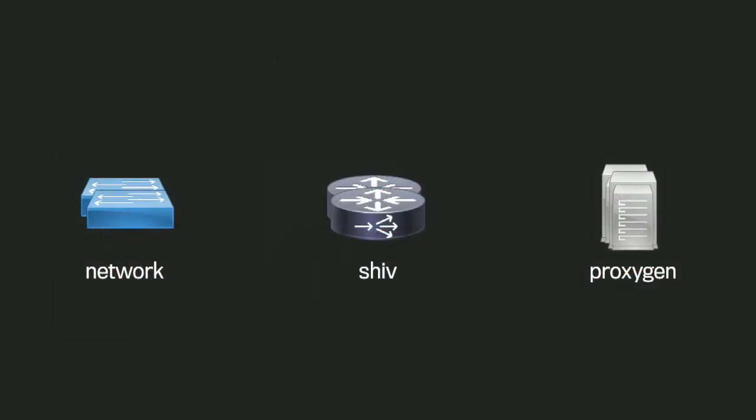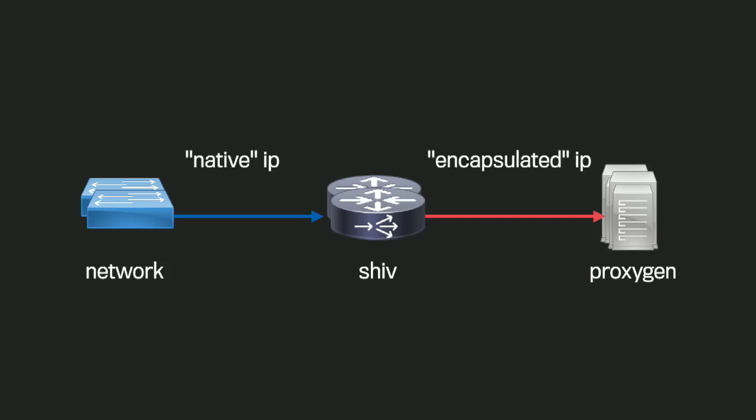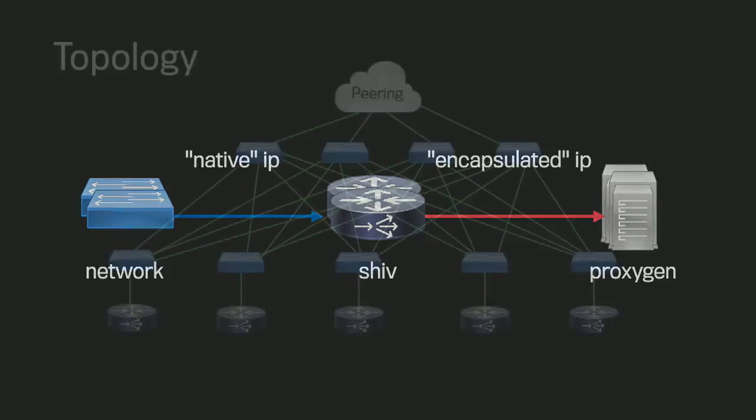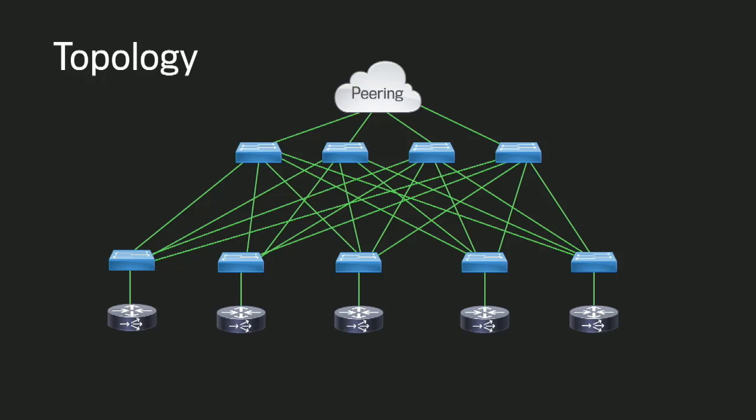When you think about how the packet on the wire looks, when the network sends traffic to Shift, this is just native IP. But when Shift sends traffic to the Proxygen, we are doing IP-in-IP encapsulation. This removes the requirement for Shift and Proxygen to be in the same layer 2 domain, compared to other solutions which are on the market. And because we don't have this limitation, this allows us to build our edge network in a Clos-based topology.